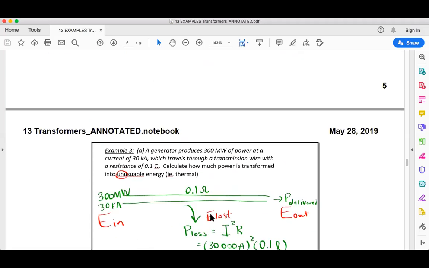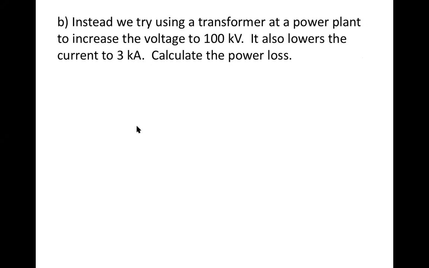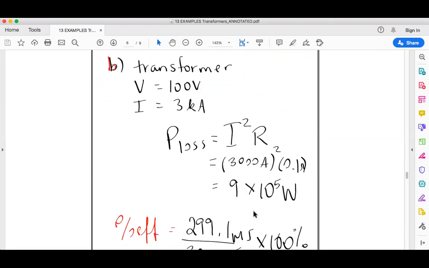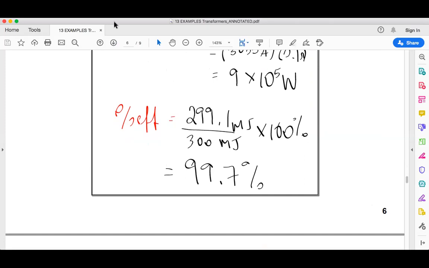Part B says now we're going to use a transformer. Calculate the new power loss. So with the transformer, it steps up the voltage, it lowers the current. Remember, we use the current value in our power loss equation, so we get it down to 3,000 amps, which is 10 times smaller. So now we only have 9 times 10 to the 5 instead of times 10 to the 6 lost. So now when we do our efficiency equation, we get 99.7%, which is obviously better than 97%.